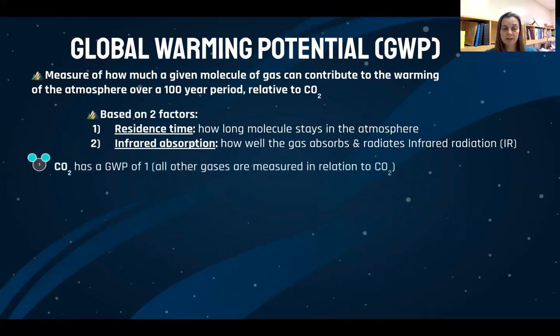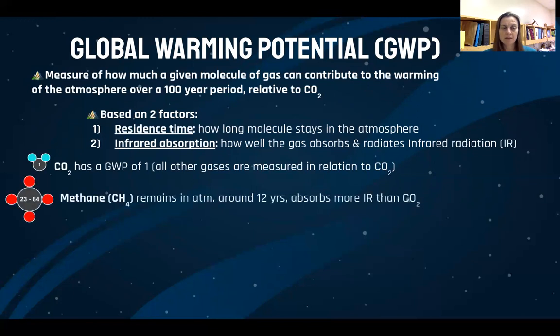So because carbon dioxide is the thing to which we compare all other greenhouse gases, we assign it a global warming potential of 1. Methane is the second. It remains in the atmosphere around 12 years, so it has a relatively short residence time, but it does absorb more IR, more infrared radiation than carbon dioxide does. And so it's assigned a global warming potential between 23 and 84. Usually it's somewhere in the mid 20s, 28 to 34. And again, this just depends on who's doing the measuring.